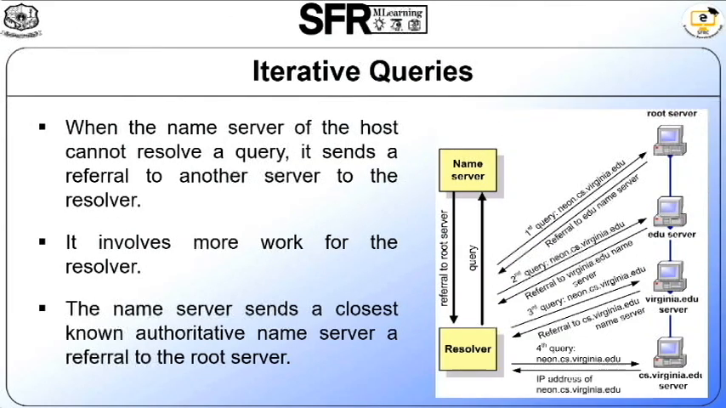Next one, iterative queries. This picture indicates that when the name server of the host cannot resolve a query, it sends a referral to another server to the resolver. It involves more work for the resolver. The name server sends the closest known authoritative name server, a referral to the root servers.